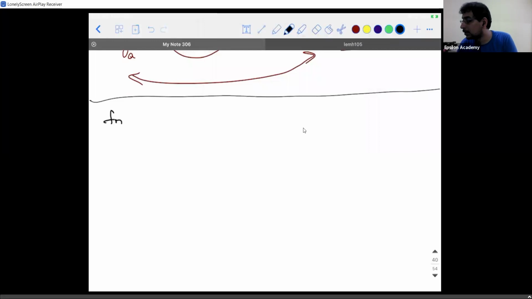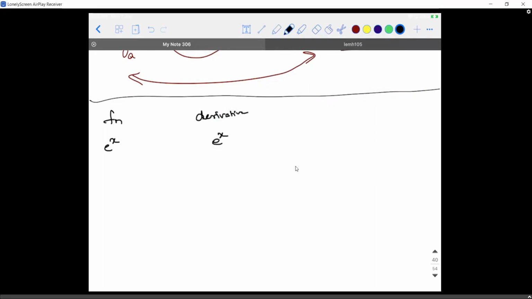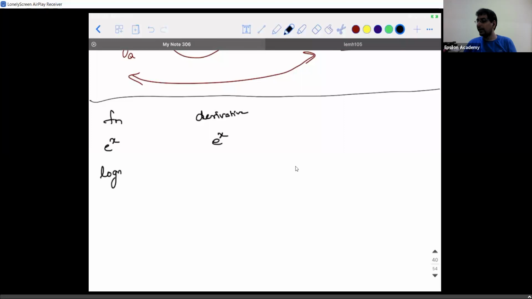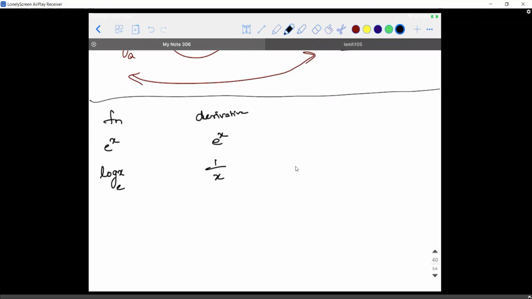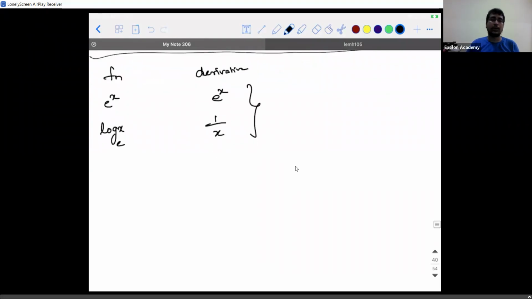Let's talk about the function and its derivative. The function is e power x. What is the derivative of this? It's the same, e power x. No doubt in that. If I talk about log x base e, what is the derivative? It is going to be 1 by x. I think I've explained why it was true in the last class itself. So these are the two derivatives that we are going to use.